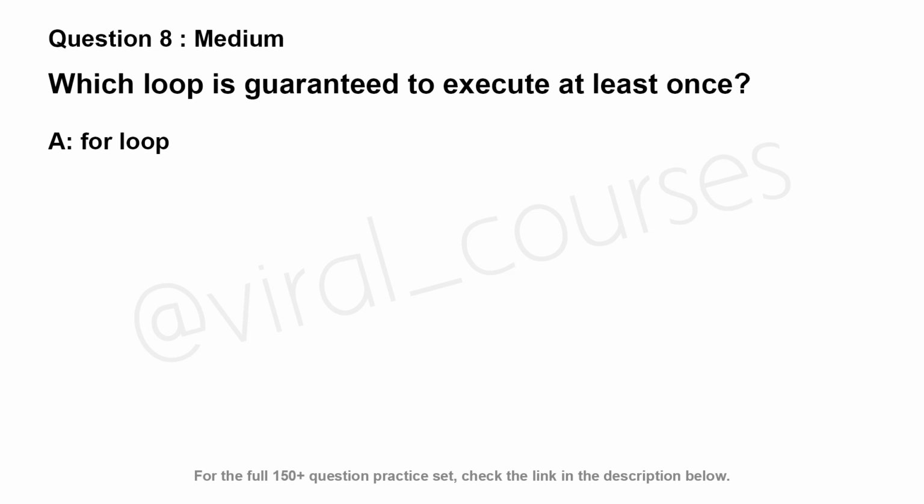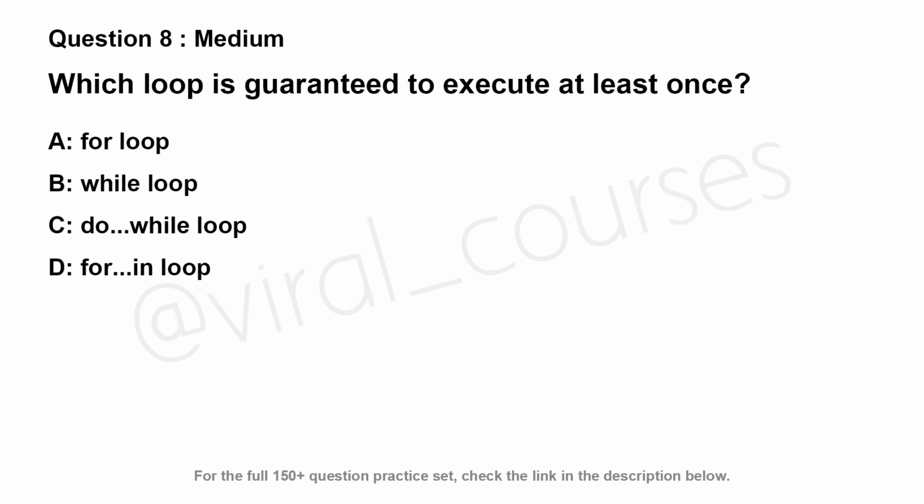Which loop is guaranteed to execute at least once? Option A, for loop. Option B, while loop. Option C, do while loop. Option D, for in loop.